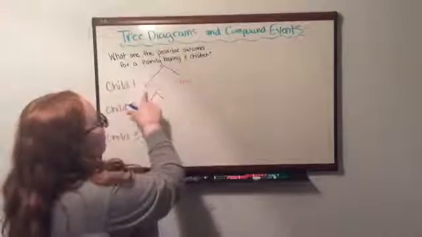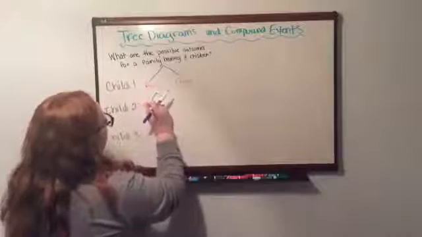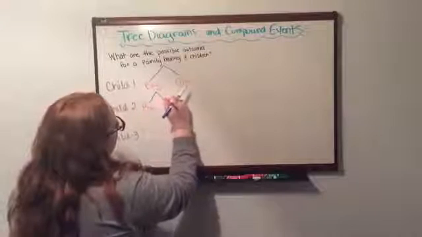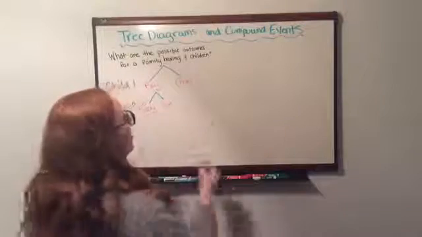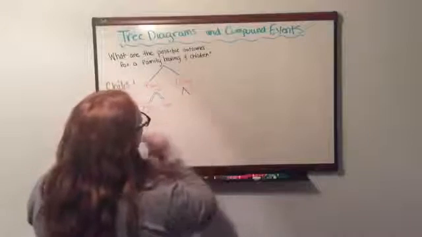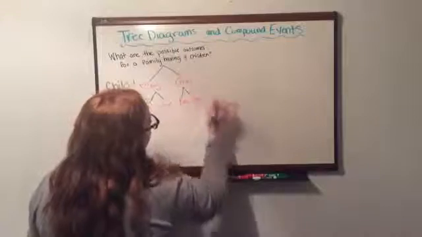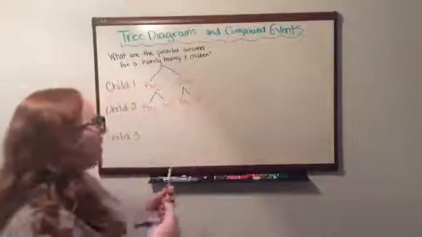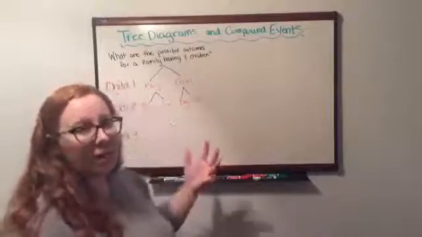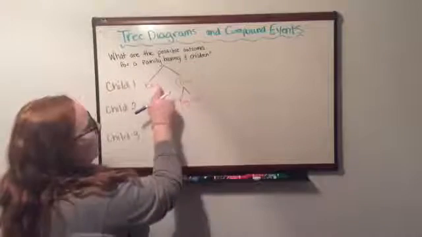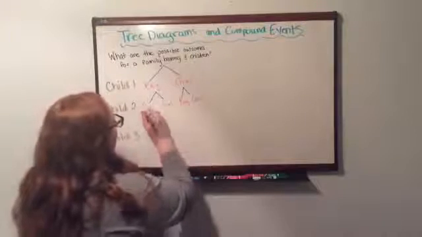So if they started off and they had a boy, their next child could either be a boy or a girl. But if they started off with a girl, their next child could also either be a boy or a girl. Then we're going to look at child 3. It's going to be the same idea, except there's going to be a lot more involved. So after they had a boy and a boy, now they can either have another boy or they can have a girl.